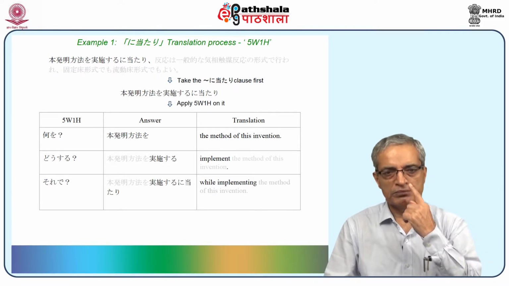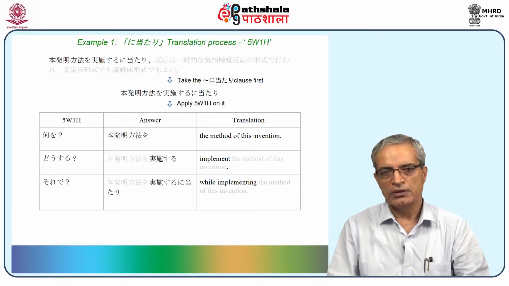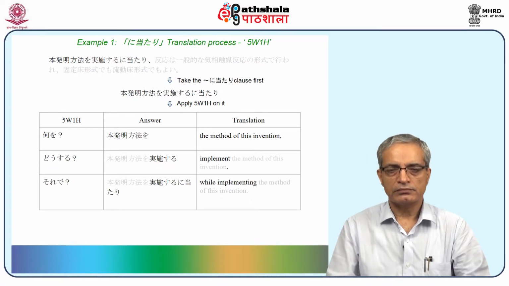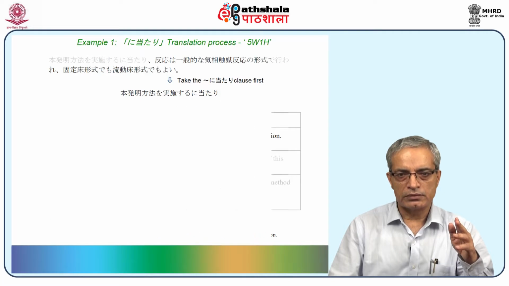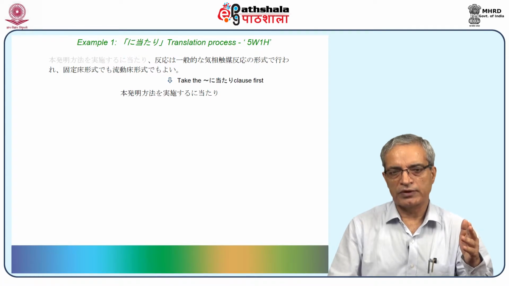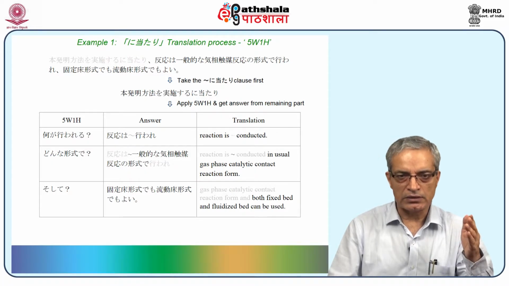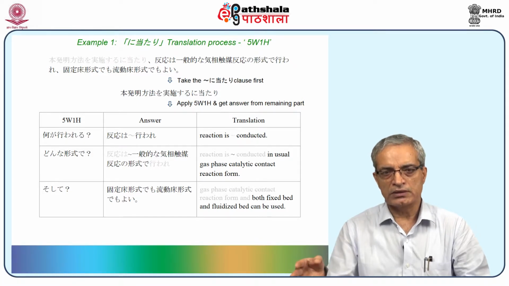The first question is nani o. So hon hatsume ho ho o, the method of this invention. Dosuru is jishisuru. So hon hatsume ho ho o jishisuru, and sorede hon hatsume ho ho jishisuru ni atari. So here it comes clearly while implementing the method of this invention. And now this is the main clause. So now we go to the application of 5W1H on the remaining part, that is nani ga okonawareru, hanno ga okonawareru. In this case hanno wa okonawareru, so that's fine because the reaction is conducted.